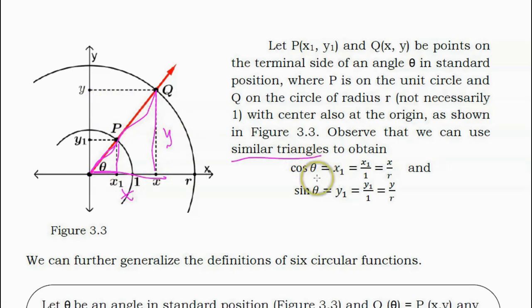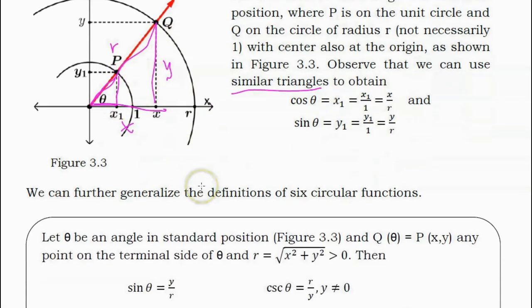So we can have cosine x is equal to x over r, where r is the radius of the big circle. And in the same manner, sine theta is y sub 1 over 1, which we can see here in the unit circle. It is equal to y over r, so this is y over r of the big triangle or the bigger circle.